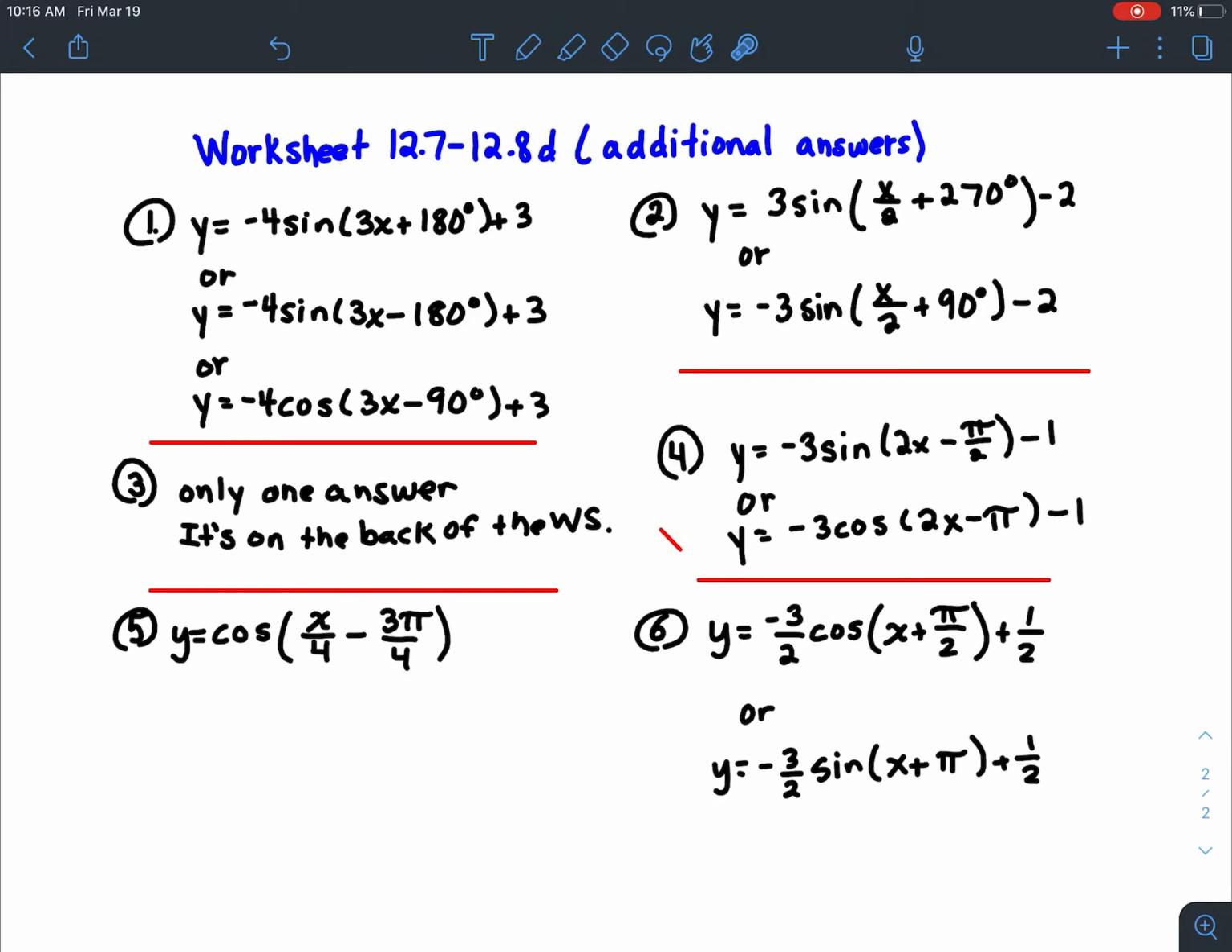So if you're getting an answer and you're thinking, okay, that's not an answer that I see on the answer sheet, here are other possible answers. So if you want to pause the video and take a picture of this screen so that you have other possibilities to check as you're going through this, these are other options.